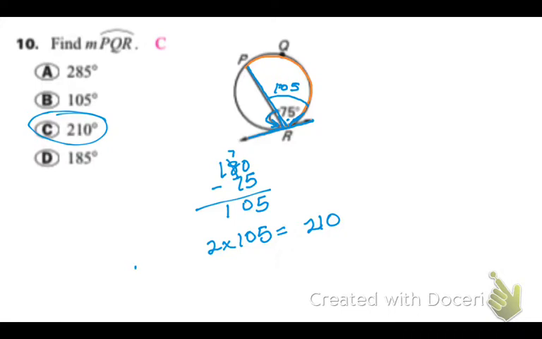Okay? So you had to remember that if you have the vertex of the angle on the circle, the arc is 2 times the measure of the angle. If the vertex of the angle is in the center, and this is 15 degrees, the measure of the arc is going to be 15 degrees. They're going to be the same. So there's a big difference.